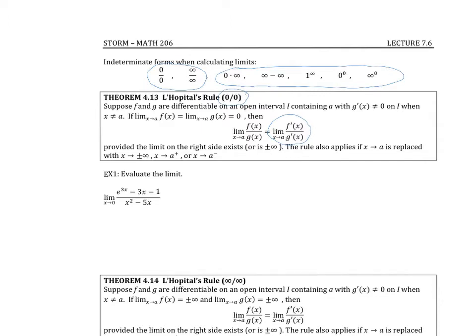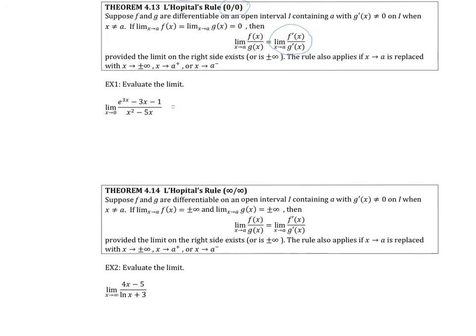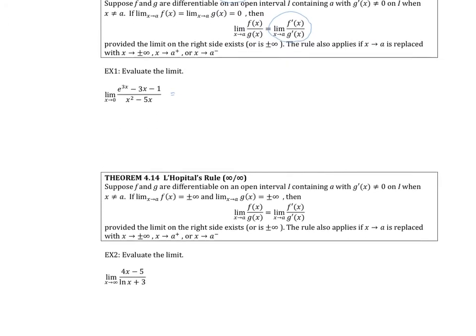So let's look at example 1. When I plug in 0 for my x value, I'm going to get, let's see, e to the 0 is just 1. And then 0 minus 1, so I get 0 over, if I put in 0 for x in the denominator, I get 0. So again, that's an indeterminate form. It doesn't mean the limit does not exist. It doesn't mean the limit is 0. It means we have to do something more.